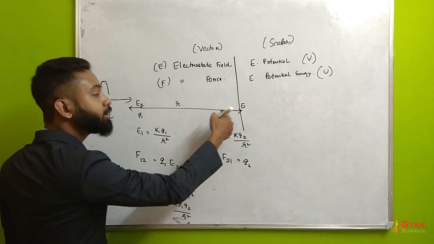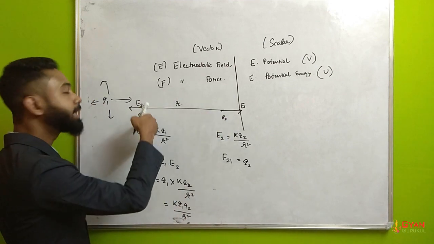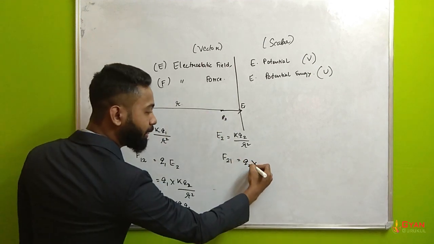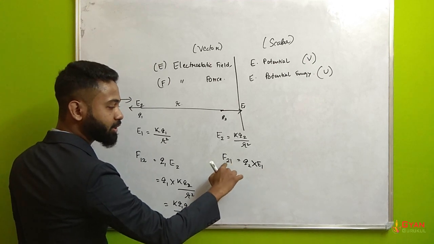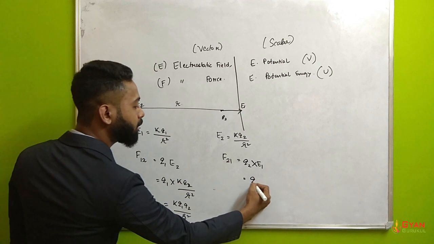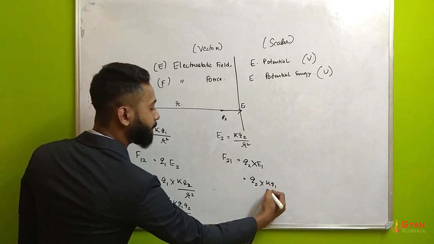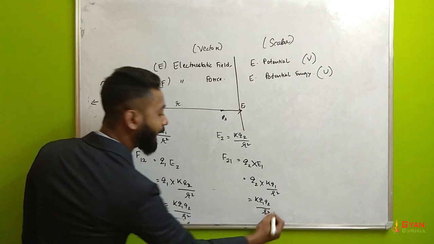Now Q2 experiences a force because of the field of Q1. Here E1 is the field due to Q1, so we substitute the value of E1 here. We can see the same designation. If we put this value of E1 here, we get Q2 into KQ1 by R square. So the thing becomes KQ1 Q2 by R square.